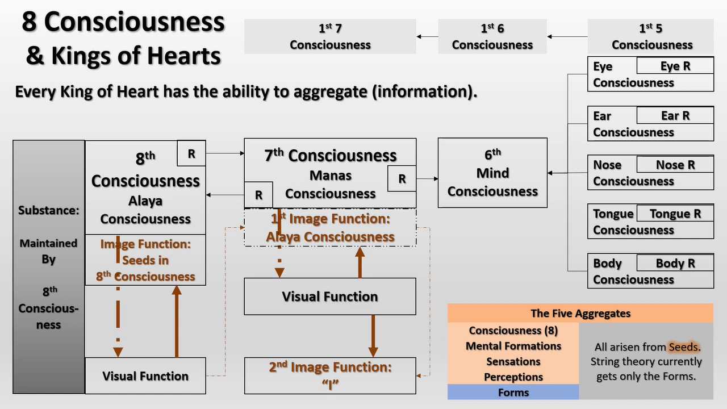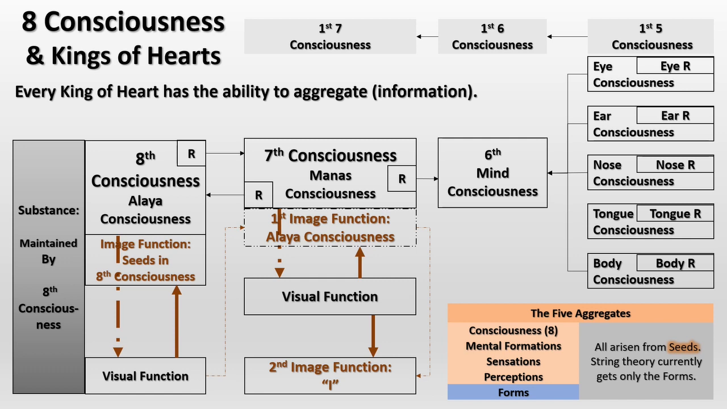It is popularly known as Alaya consciousness, which means warehouse of seeds. The seeds are said to be inside the 8th consciousness itself. In order to manage all these seeds, the 8th consciousness creates a visual function which takes the seeds within the 8th consciousness as image function. After the arising of the 8th consciousness, it triggers the 7th consciousness.